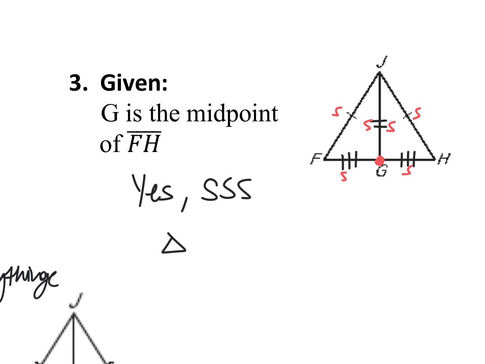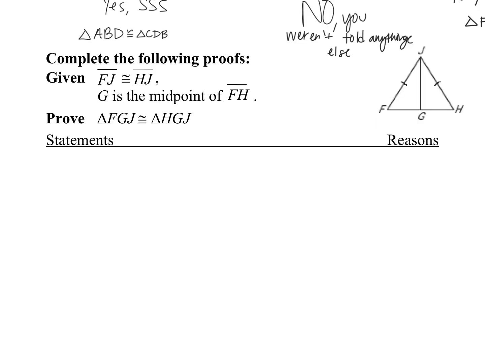The order of your first one doesn't matter at all. If I want to do F, J, G, I just got to make sure the next one follows that same pattern. So if I started with F, which one do I have to start with on the other side? H, H, J, G. Going to be okay. These are our favorite proofs all year.